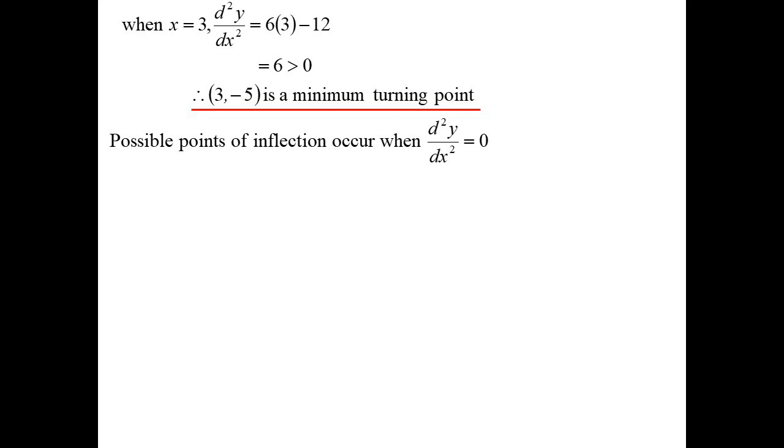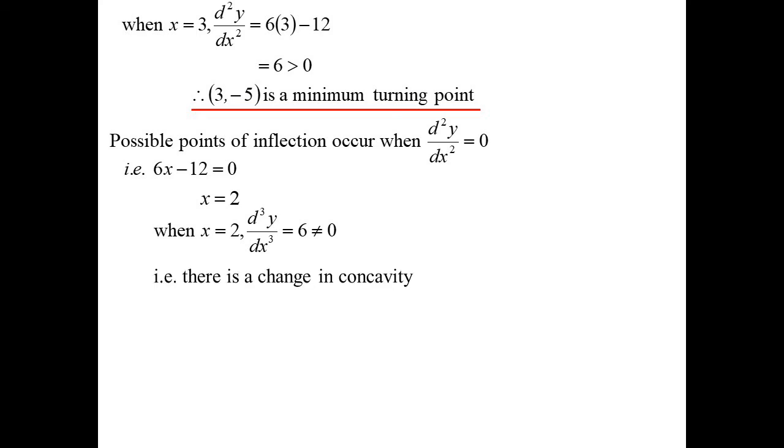As I say, for the sake of the example, let's find that inflection point. It's going to happen when the second derivative is equal to 0, x equals 2. Well, when x equals 2, the third derivative is 6, it's 6 everywhere, but that does not equal 0, so that's telling me that yes, there is a change in concavity. So we know 2, negative 3 is a point of inflection.